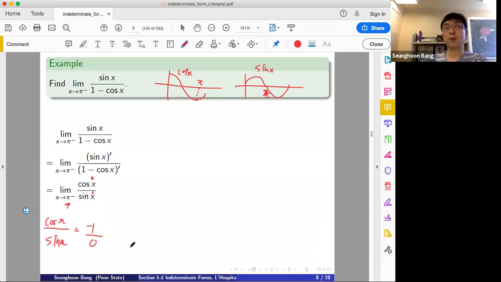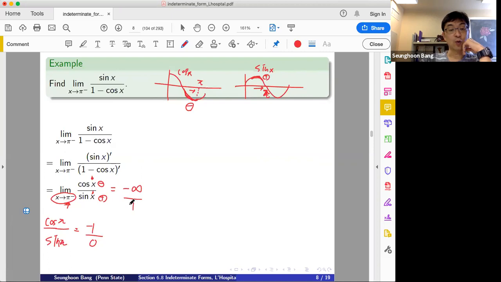So we have two possible answers. In the non-zero over 0 form, we have two possible answers from the one-sided limits: positive infinity or negative infinity. How can you decide? You can use a one-sided limit. As x approaches pi from the left, the cosine function is below the x-axis, so it is negative. As x approaches pi from the left, the sine function is above the x-axis, so it is positive. What is the answer? The answer is negative infinity.